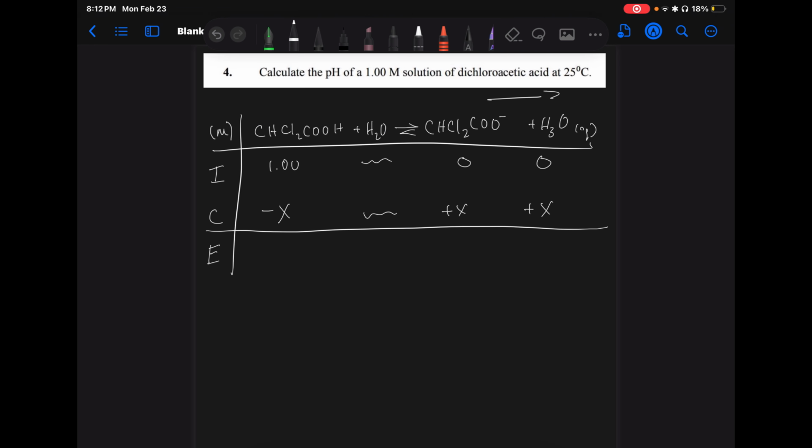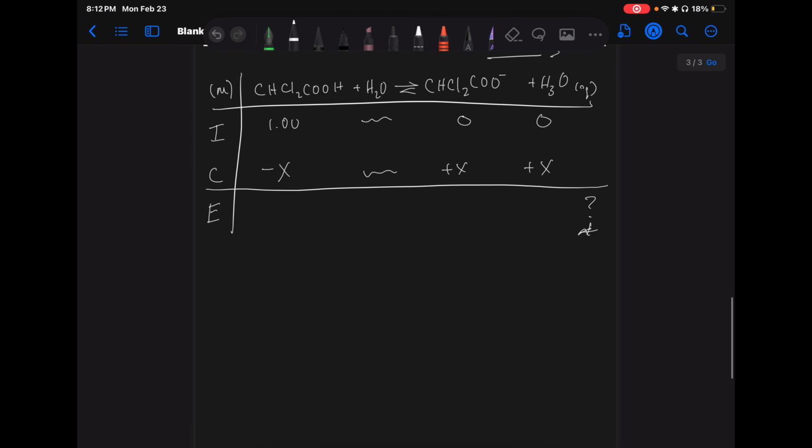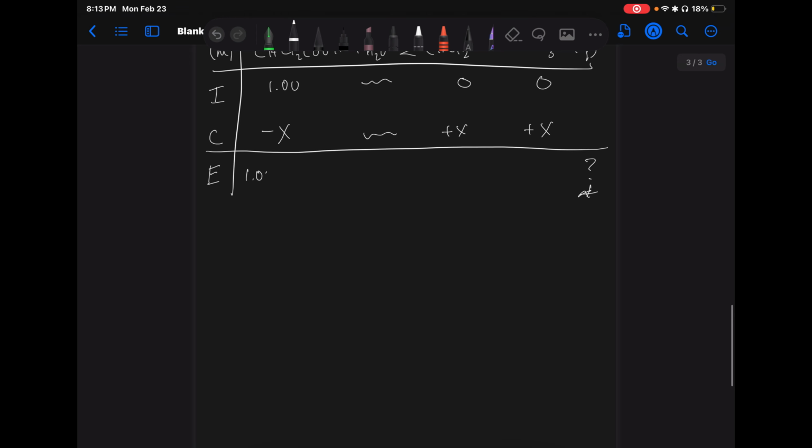So with trying to find the pH, we want to find the concentration of H3O, and this is the main thing that we want to find, and then we have the answer to our question. So we start with 1.00 minus x, and then x, and then x.